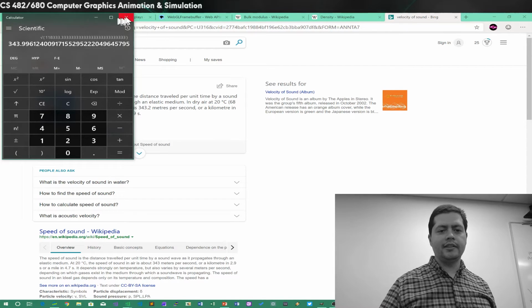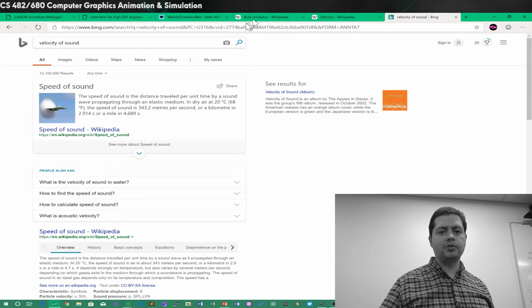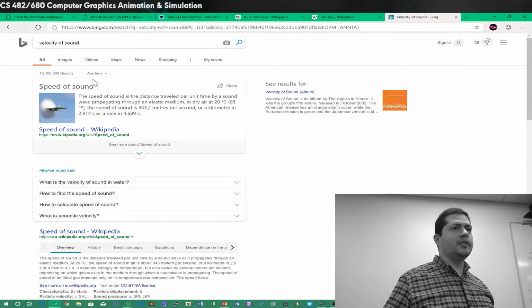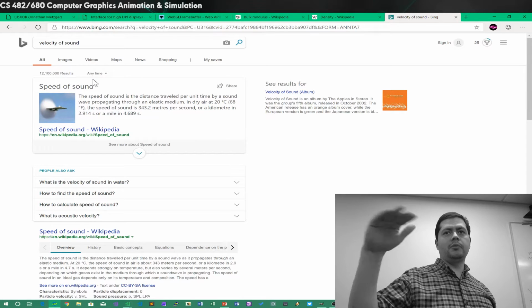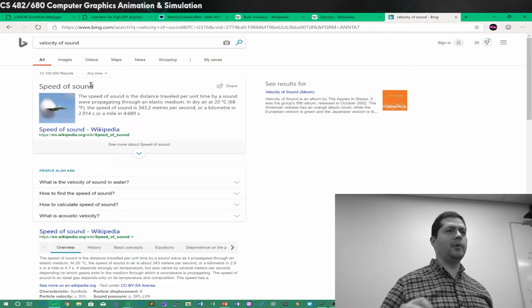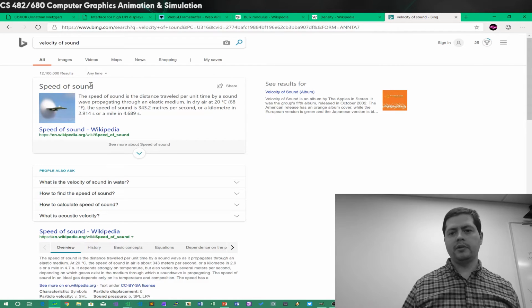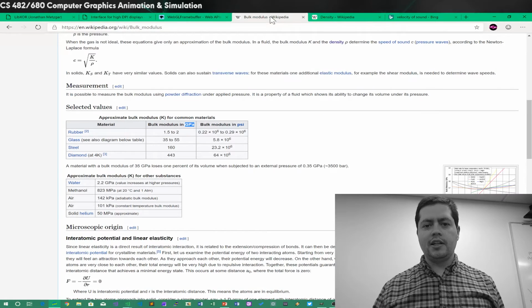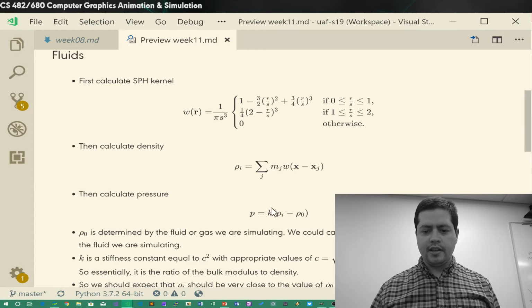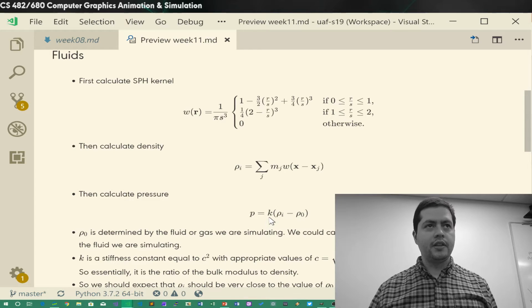So I kind of like that idea that we can get realistic values just by looking at the bulk modulus and the density. That's kind of neat. We can make our own materials if we wanted to experiment with that. So here's where this comes into play. We go back here, and we say that C equals the root of Ks over rho, and K is the stiffness constant equal to C squared.